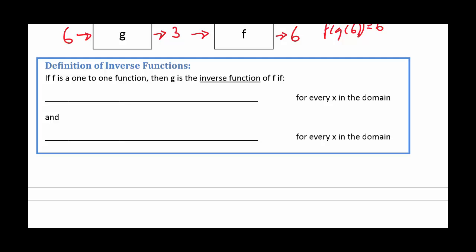Okay, so let's formally define what, if I'm given two functions f and g, how I can identify that they're in fact inverses of each other. So if f is a one-to-one function and g is the inverse of f, then what that means is that f of g of x should simplify down to x, and consequently g of f of x should also simplify down to x.